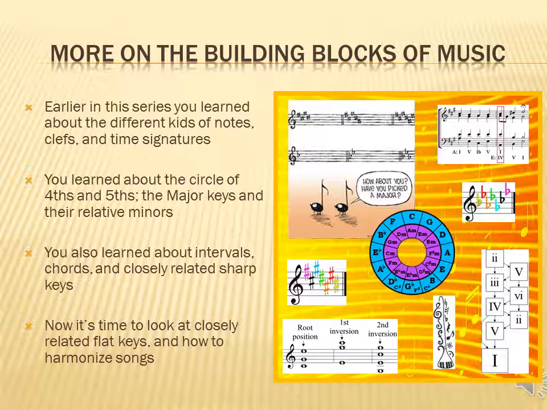Earlier in this series, you learned about the different kinds of notes, clefs, and time signatures. You learned about the circle of fourths and fifths, the major keys and their relative minors. You also learned about intervals, chords, and closely related sharp keys. Now it's time to look at closely related flat keys and how to harmonize songs.